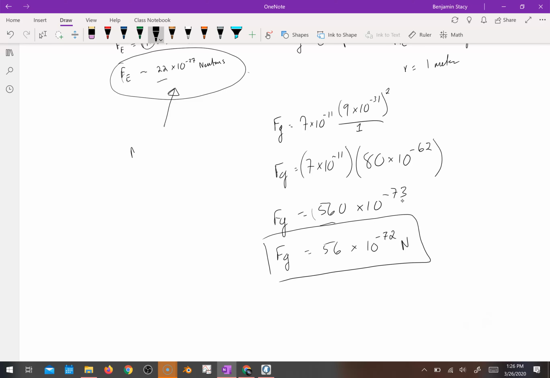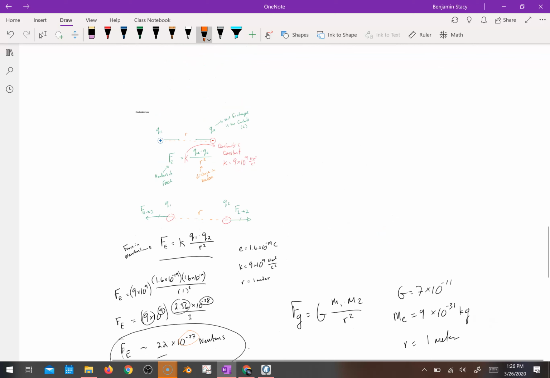So this is a much stronger force. The electrostatic force is much stronger than the gravitational force. All you have to do is look at these exponents. Minus 27, yeah, that's a really small number. Minus 72 is a much, much smaller number. So this force of electrostatic interaction between the electrons is way stronger than gravity.